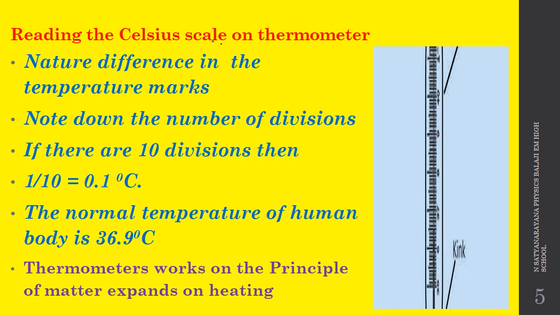Okay, then normal human body temperature is 36.9. So here 0.9 can also be measured. Okay, 0.2 means you can't measure the 0.1 in the previous one, isn't it? So here you can easily measure the 0.1 also. So the 36.9 may be the temperature of the human body. Okay, that is how to see the scale of the thermometers. Have you understood? Okay.